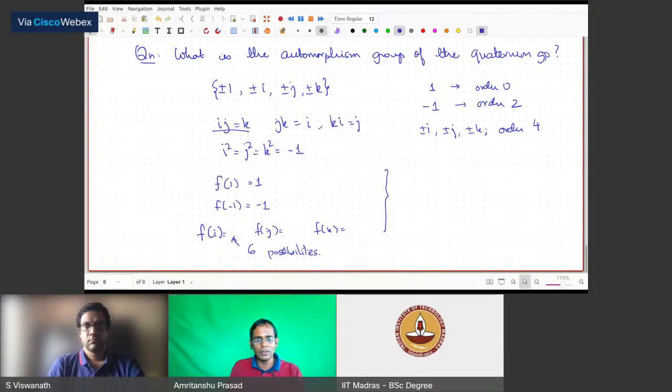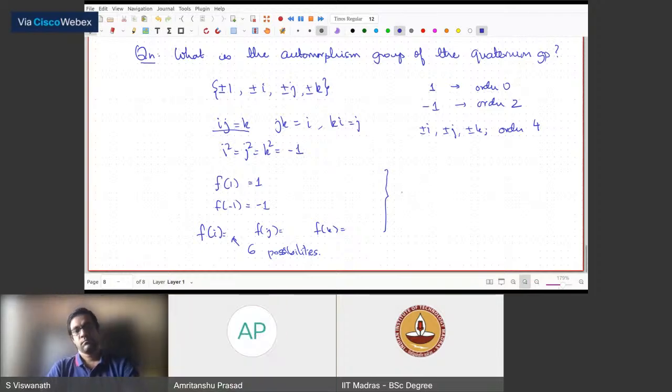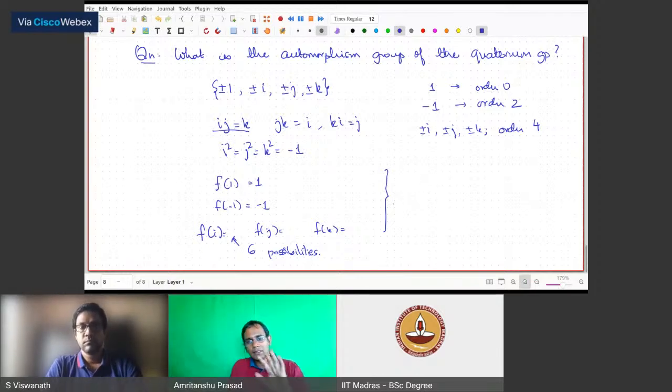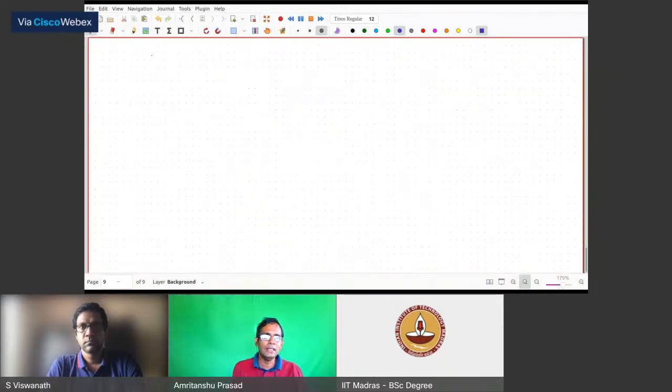this is the main thing that you have to figure out for each of the 6 possibilities for f of i, any of which is possible. What are the possibilities for f of j, and then f of k is completely determined. So that's how you compute the automorphism group. But generally, when you're talking about the automorphism group of a group, there is a general principle, which is the inner automorphisms and outer automorphisms.